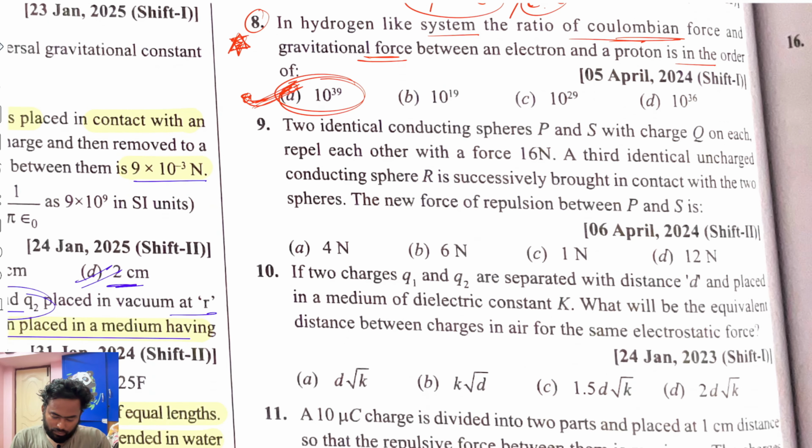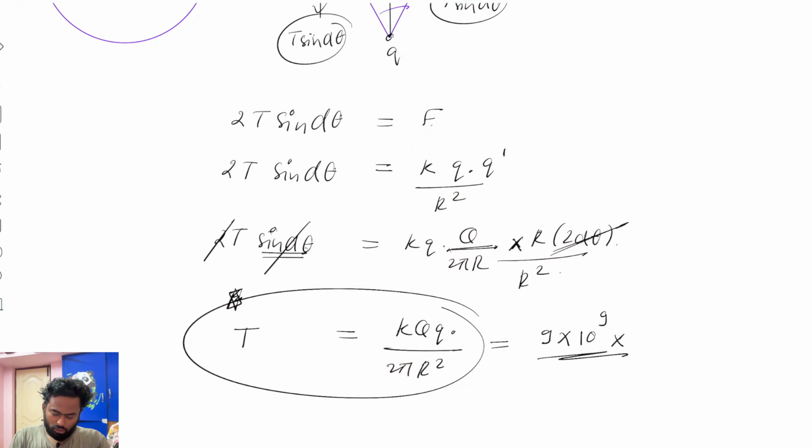Next question. Identical conducting spheres, charge Q on each. Two identical spheres we have, both of them having charge Q, repel each other with how much force? 16 newtons. Third, an identical uncharged conducting sphere is successively brought in contact with the two spheres; the new force of repulsion will be? Simple. Let me tell you what the question is saying. We have identical spheres, both having Q charge. We have an uncharged third identical sphere. We are first connecting it with this one.